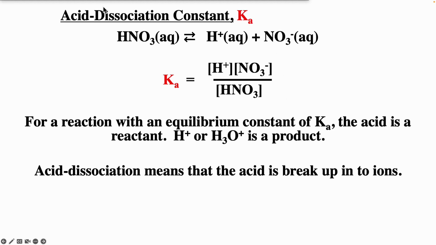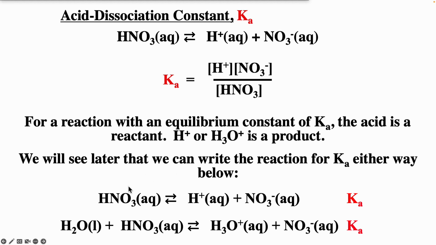Ka corresponds to acid dissociation. So acid dissociation means that the acid breaks up into ions. And so again, we have products over reactants, and this is our equilibrium expression. For acid dissociation, we're always going to have a hydrogen ion or hydronium ion as a product.